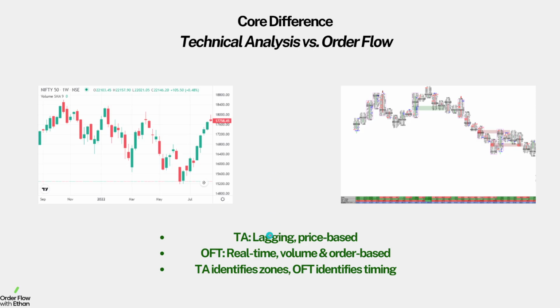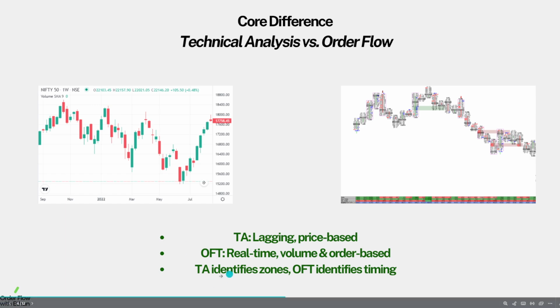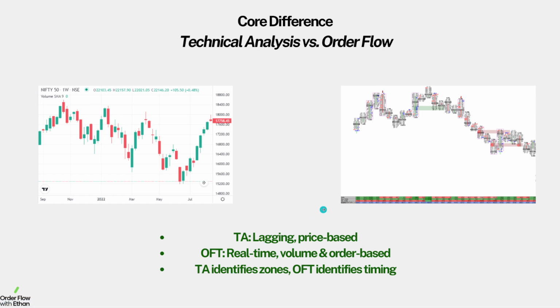So let's see the core difference between technical analysis and order flow. First of all, TA is lagging and price-based, so we're only trading price-based markets. But order flow is real-time, volume, and order-based. So it's order-based and also price-based, because you have the normal chart with added orders. So we have both in one. Also, for TA, you're only identifying zones, but for order flow trading, we identify timing.